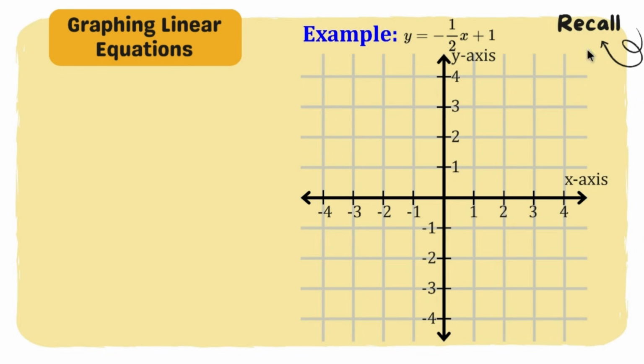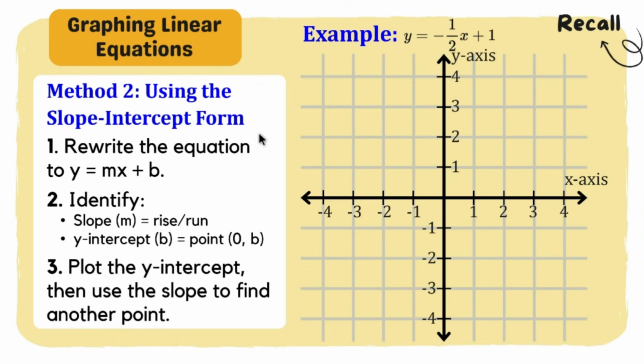Now, another example we have here, y is equal to negative 1/2 x plus 1. Let us review method number 2 using the slope-intercept form naman. So there are 3 steps. First is to rewrite the equation to y is equal to mx plus b. Since our example is already in the form y is equal to mx plus b, no need to rewrite. Step number 2, identify natin yung slope, which is yung rise over run. And then yung y-intercept. Here, our slope is negative 1/2 because this is m. Remember? And then we have here our y-intercept, which is 1. So let us plot yung y-intercept, which is at (0, 1).